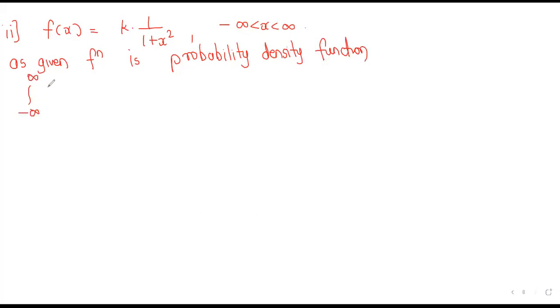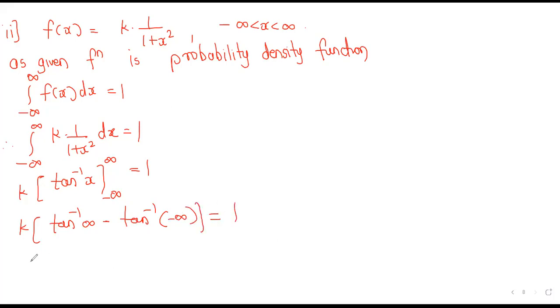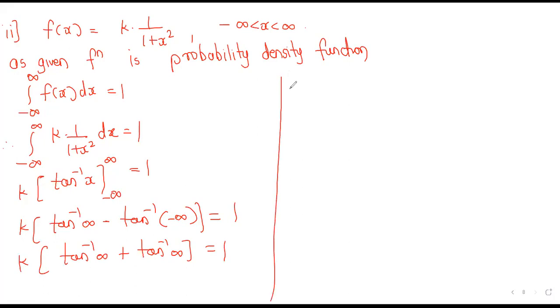integration minus infinity to infinity f of x dx is equal to 1. Okay, now integration minus infinity to infinity of k into 1 upon 1 plus x square dx is equal to 1. k is constant. Integration of 1 upon 1 plus x square is tan inverse x, with limits minus infinity to infinity, which is equal to 1. So here, tan inverse infinity minus tan inverse minus infinity is equal to 1. So this can be written as k into tan inverse infinity plus tan inverse infinity is equal to 1, which can be written as k into 2 tan inverse infinity, which is equal to 1.